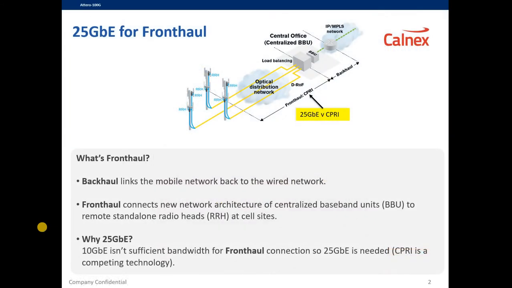An explanation for Fronthaul: first of all, backhaul links the mobile network back to the wire network. It's a well understood term. Fronthaul is the connection between the central office, these centralized baseband units, and the remote radio head. Traditionally that was done via CPRI over optical fiber, but now it's increasingly being turned into Ethernet. 10 gigabit Ethernet can be used, but for 5G networks, 25 gigabit Ethernet bandwidth is required as an enabler for these 5G networks.